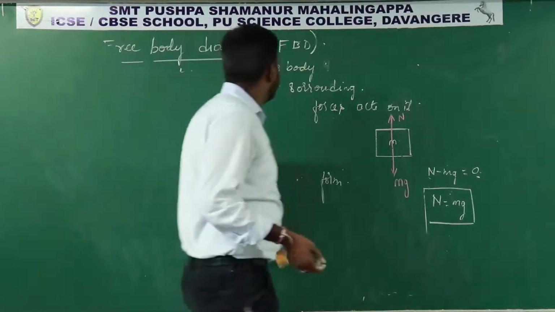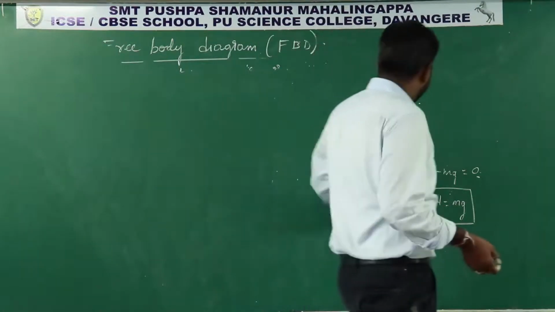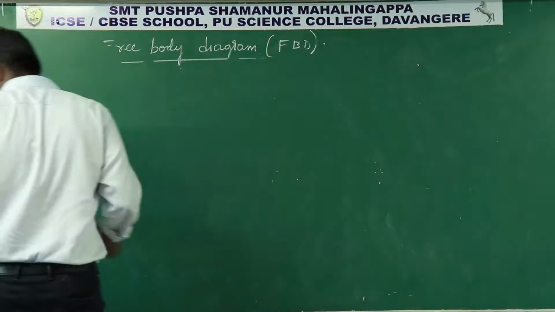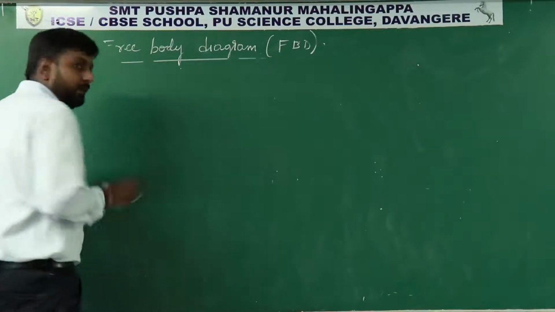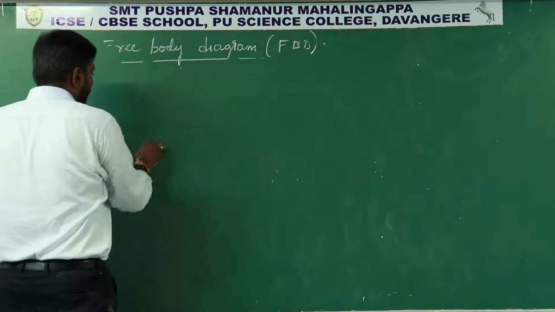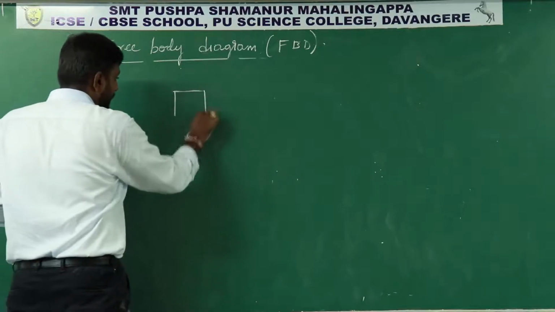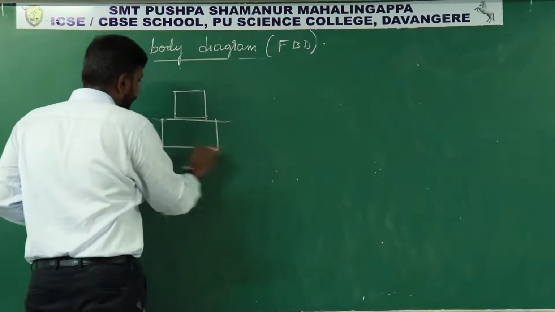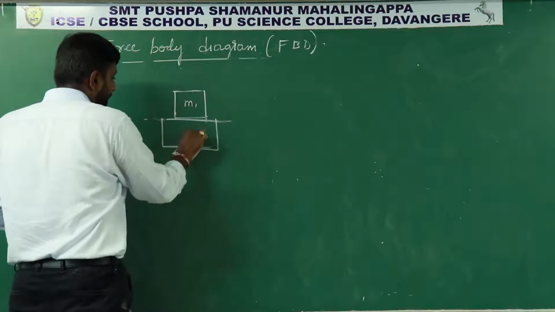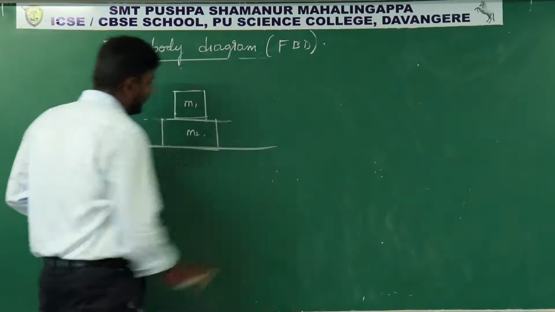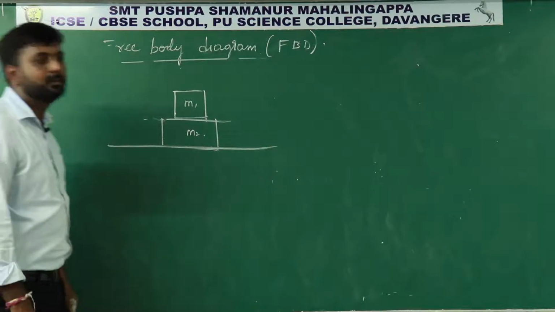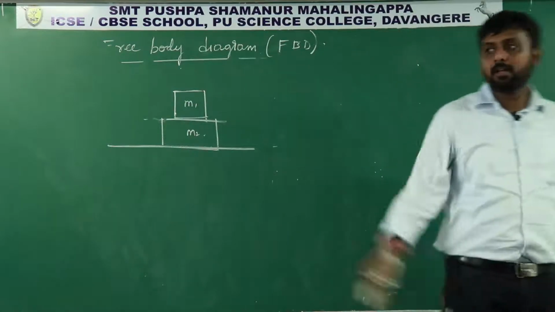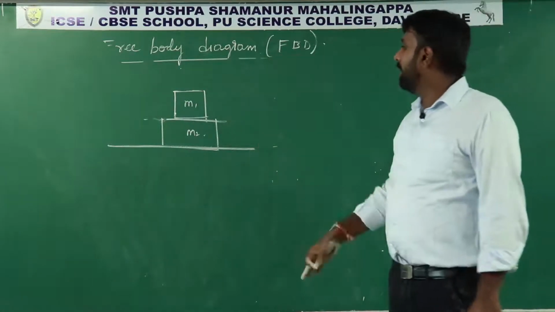So to understand the free body diagram, one more example I will explain. Listen carefully. That is only one block, right? Now I will consider this is one block and this is the second block. This mass is m1, this mass is m2. These two blocks are placed on the horizontal surface.